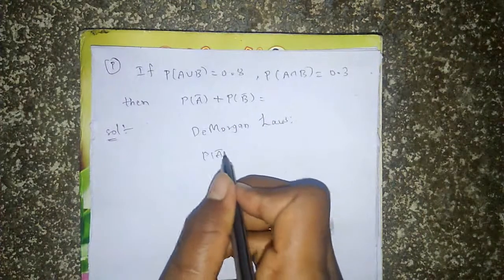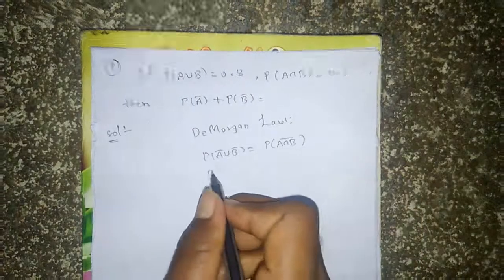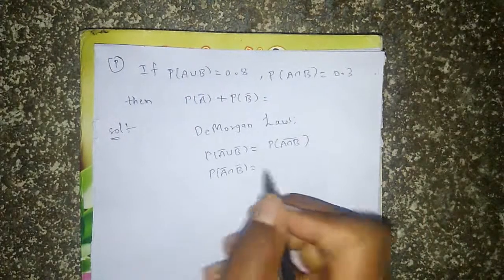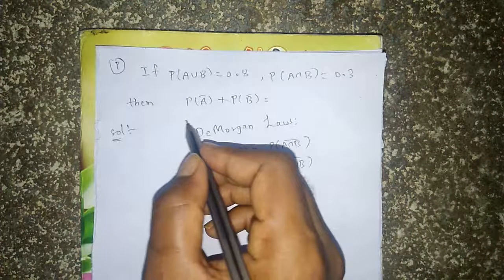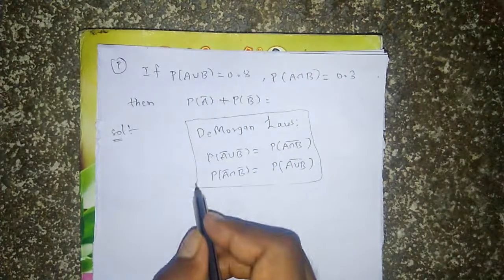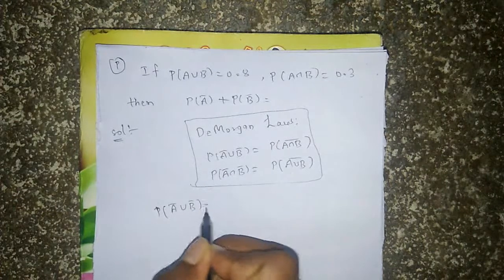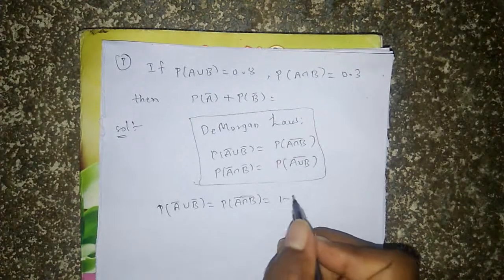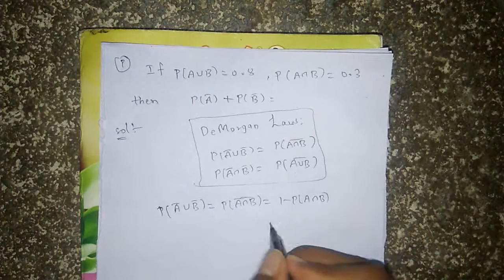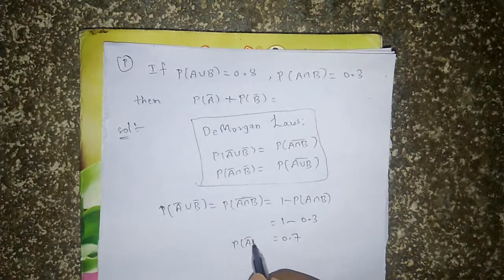That is, P of A bar union B bar is equal to P of A intersection B whole bar. P of A bar intersection B bar is equal to P of A union B whole bar. So we use these two formulas. Now first, P of A bar union B bar is equal to P of A intersection B whole bar. So this is equal to 1 minus P of A intersection B, that is 1 minus 0.3, that is equal to 0.7. That is P of A bar union B bar is equal to 0.7.